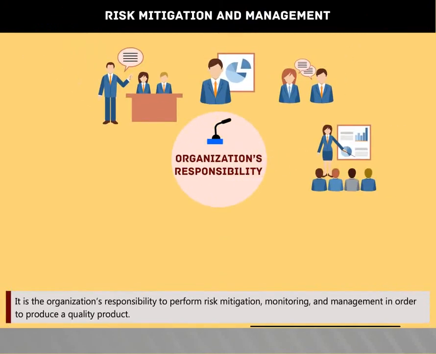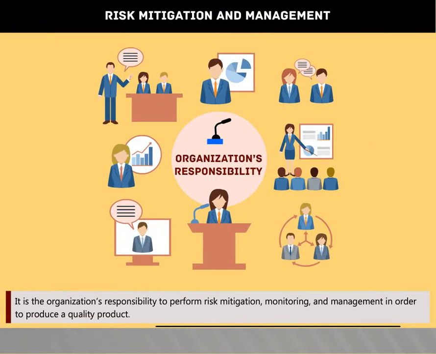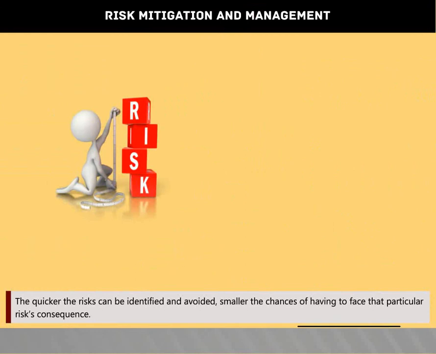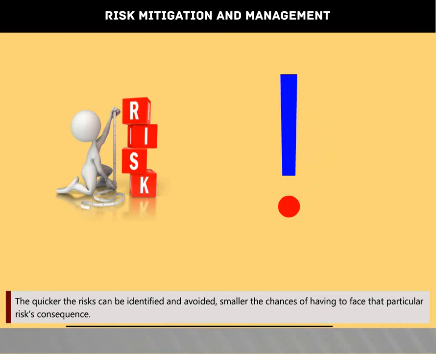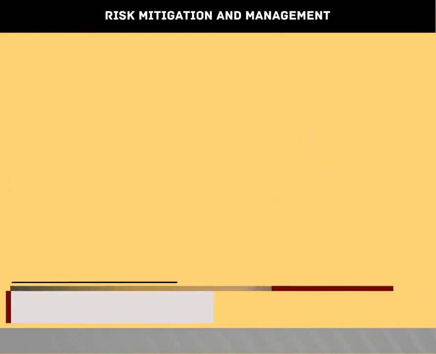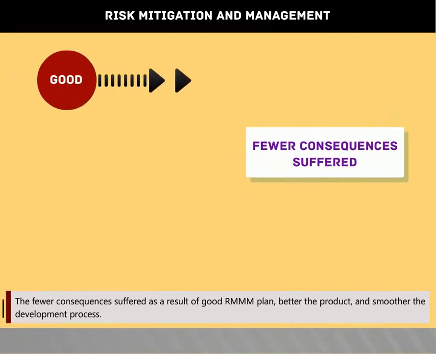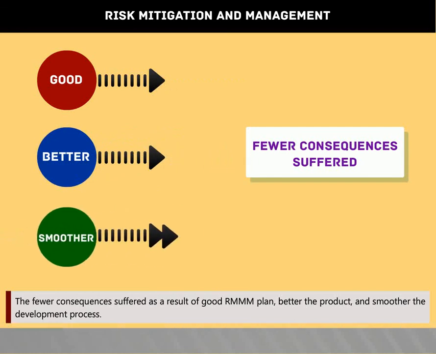It is the organization's responsibility to perform risk mitigation, monitoring, and management in order to produce a quality product. The quicker the risk can be identified and avoided, the smaller the chances of having to face that particular risk's consequence. The fewer consequences suffered as a result of a good RMMM plan, the better the product and the smoother the development process.